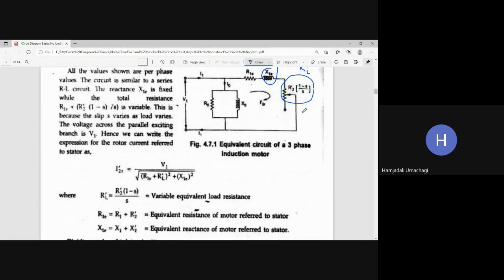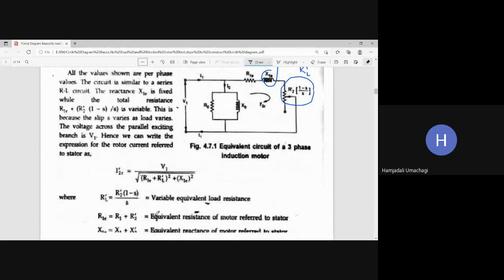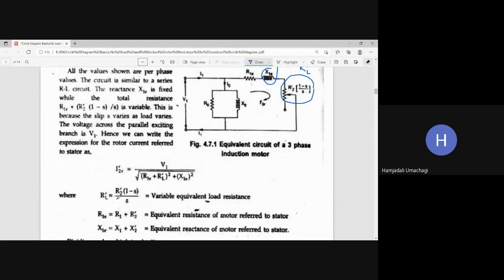Here RL dash is equal to R2 dash into (1 minus S) upon S, which is nothing but the electrical equivalent of the mechanical load referred to the stator side. Now R1E is nothing but R1 plus R2 dash, stator resistance plus reflected rotor resistance. So R1E is equal to R1 plus R2 dash, the equivalent resistance of the motor referred to the stator side. Similarly, X1E is stator reactance X1 plus the reflected rotor reactance referred to the stator side, that is X1E is equal to X1 plus X2 dash, the equivalent reactance of the motor referred to the stator side.